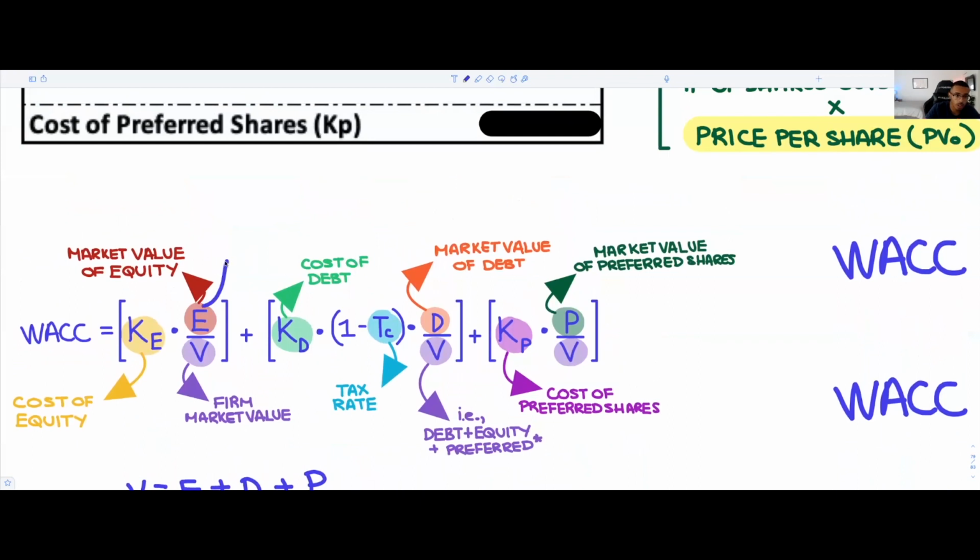So for our E over V, what we could go ahead and do is put our equity over the value of the firm, so 61,092,715 over 413,923,540. That's going to give us 14.76%.